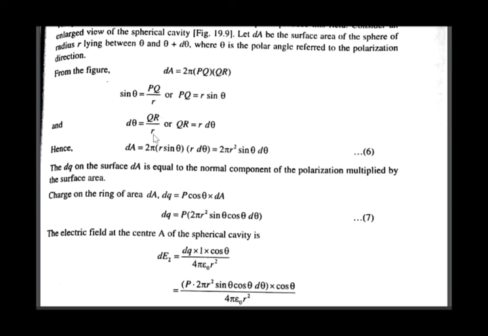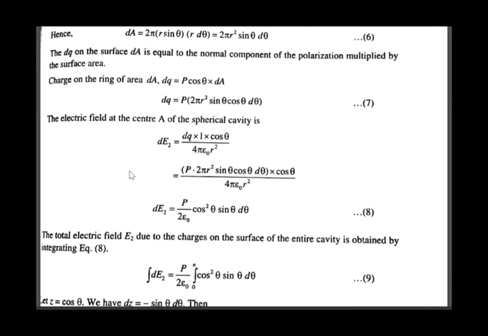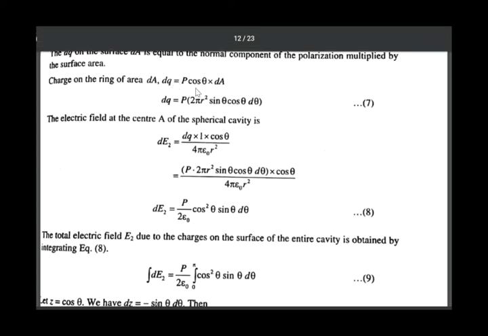Please refer to the figure above to write these equations. Similarly, d theta is just like we write s by r, theta is equal to s by r. We can write d theta is QR by r. Therefore, QR is r into d theta. Substituting above, we get this equation 6. dA is equal to 2 pi into PQ, which is r sin theta, QR is r d theta, which is equal to 2 pi r square sin theta into d theta.